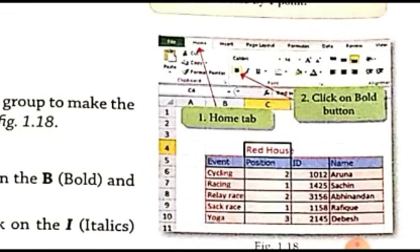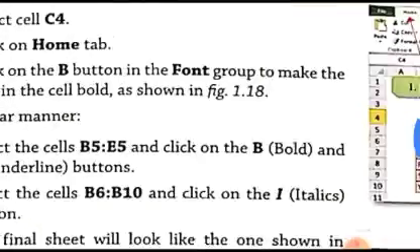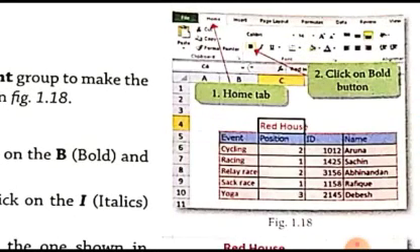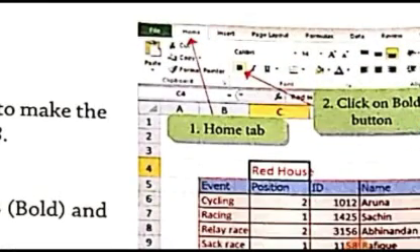Then first of all you have to go to the Home tab, and in the Home tab you can see we have the B button in the font group. This is the font group, the controls which are used for changing your font properties. So you can see a B button over here. This B button is used for making your text bold.